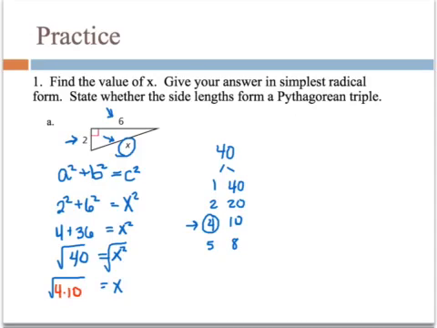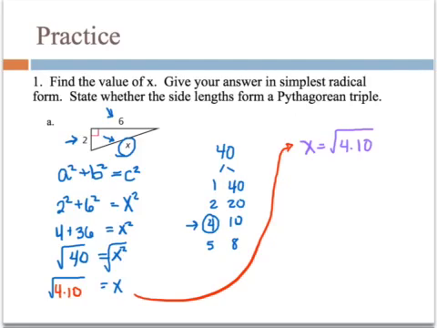Okay, so I'm running out of room. I'm going to continue this right over here. So I have x is equal to the square root of 4 times 10. Well, what's the square root of 4? We know that is 2. So we're going to write 2. And then I look to take the square root of 10, which cannot be simplified, so 10 stays underneath the radical, which means the length of my hypotenuse is going to be 2 square root of 10.